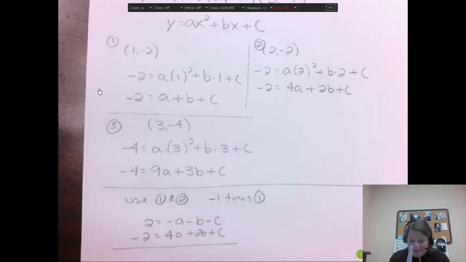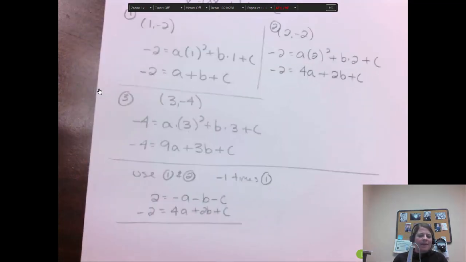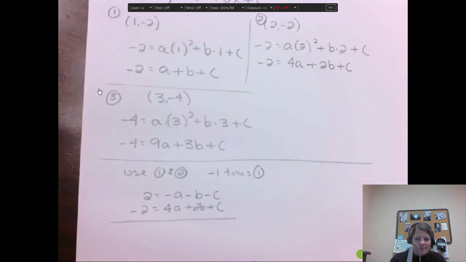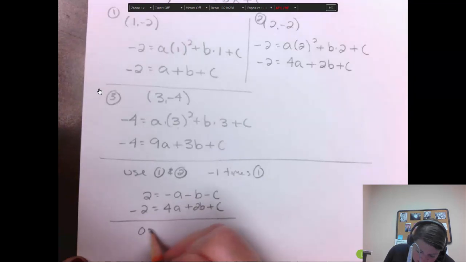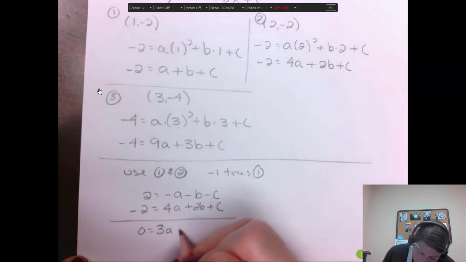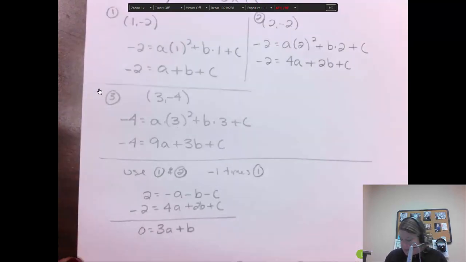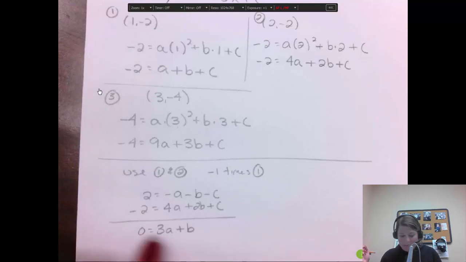So you can see I'm eliminating my c's. You could have eliminated whichever letter looks easiest. These all just had a c, so those are super easy to eliminate. So this is going to be 0 equals 3a plus b, and the c is eliminated. Now I have a function with just a and b.